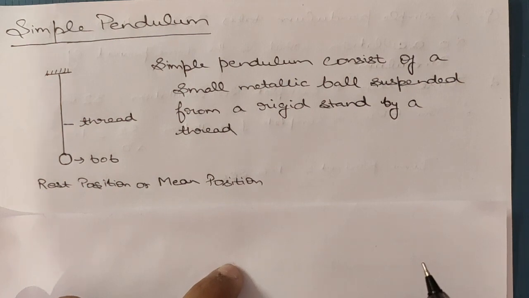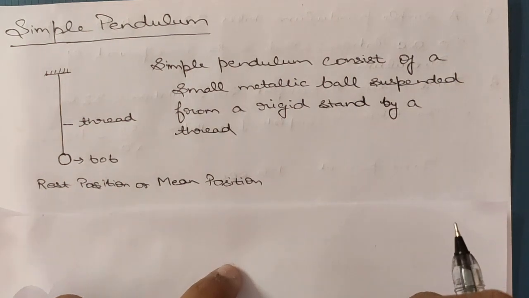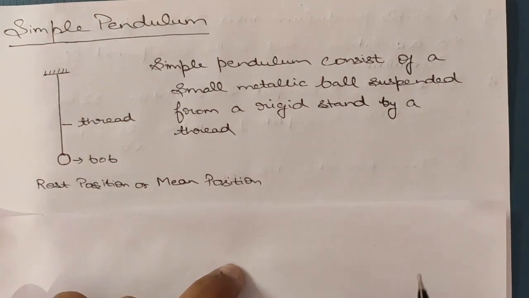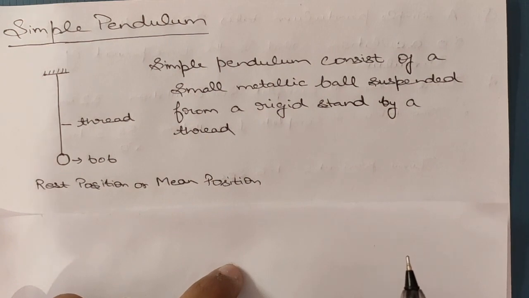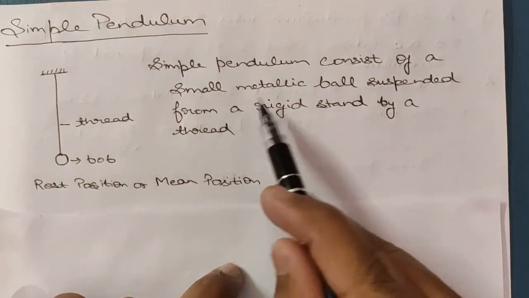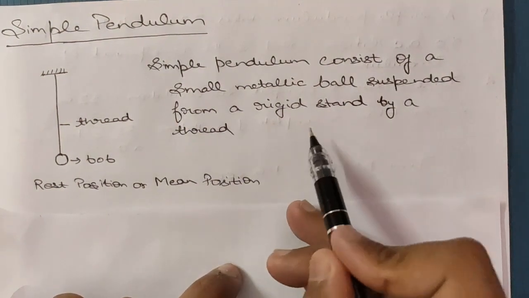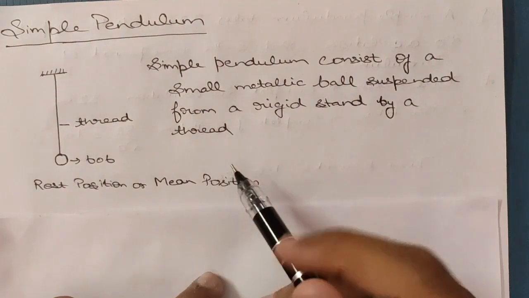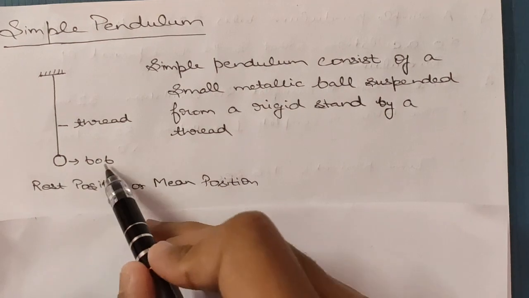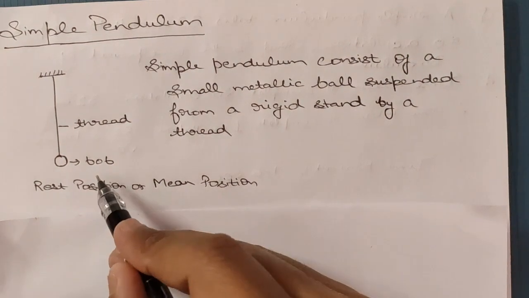Okay, so let's start with the simple pendulum. How do we make a simple pendulum? A simple pendulum can be made by just tying a stone to a thread. But when we do an activity or in labs, how is a simple pendulum made? A simple pendulum consists of a small metallic ball suspended from a rigid stand by a thread. One end of the thread is tied to the metallic ball, and that metallic ball is called the bob. What is it called? Bob.